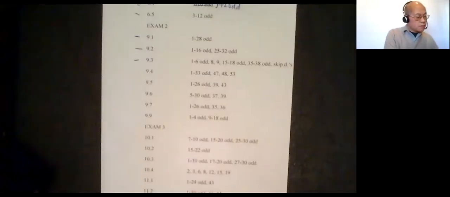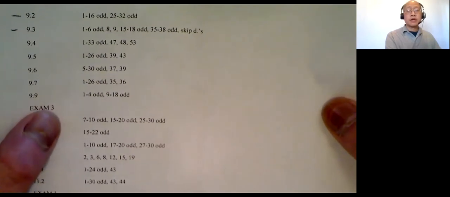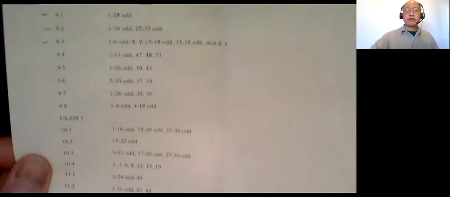All right, so we are up to section 9.3. We have on schedule all of this: 1 to 6 odd, 8 and 9, 15 to 18 odd, 35 to 38 odd. Skip anything that's a D. Skip the D problems. Okay, we're doing something called average rate of change.